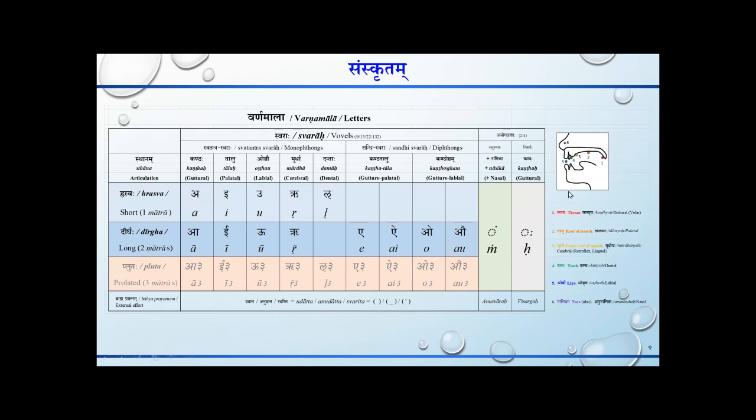As you can see here, number 1 is way back. It is the kantha or throat. According to the Shiksha Shastra, the phonetics, where does the sound originate? Where does the human sound originate?